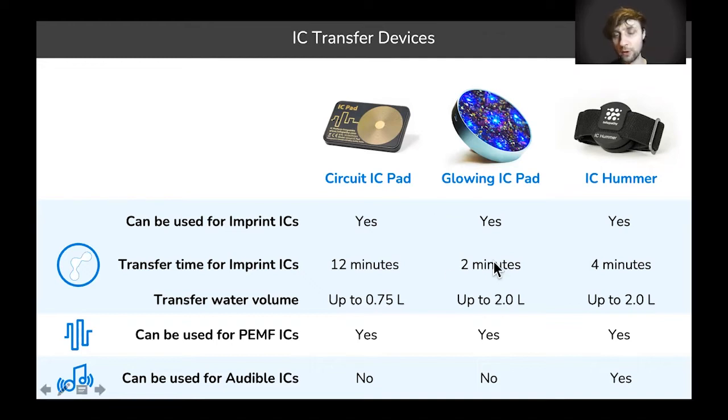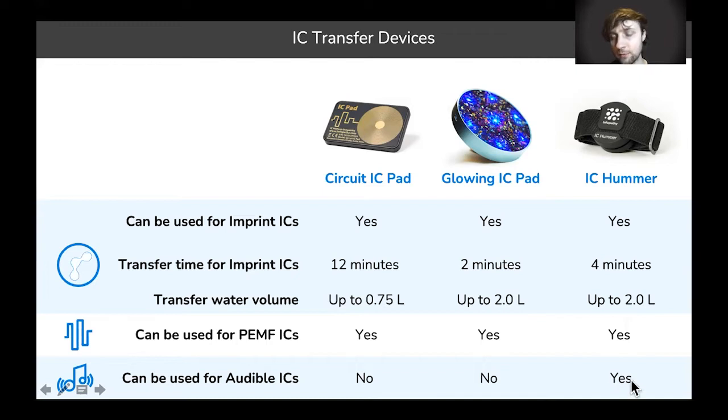With this device, also because of higher intensity and modulated lights, only 2 minutes are needed to imprint up to 2 liters of water. And with this device, it takes 4 minutes to imprint the bottle of water. Then also, all of these devices can be used for PEMF ICs, can be applied. And for Audible ICs, these 2 devices cannot be used because they don't generate acoustic waves.